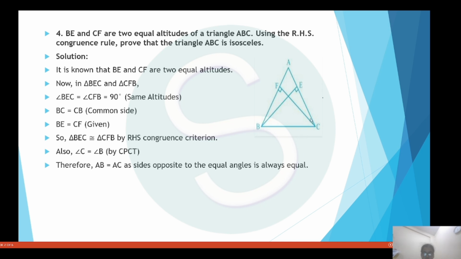And thirdly, since altitudes are equal, it is given to us, right? So CF equals to BE. So these two triangles, that is BEC and CFB, are congruent by RHS congruence criteria. So if these two triangles are congruent, then by CP/CT we can prove that angle C equals to angle B, right? If these two angles are equal by CP/CT, then we can use the result, that is sides opposite to equal angles are always equal. So if these two angles B and C are equal, then AB equals to AC by this result.